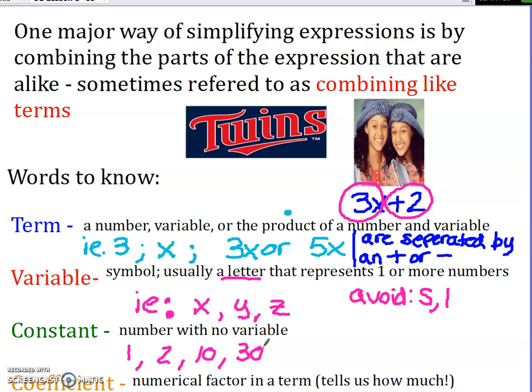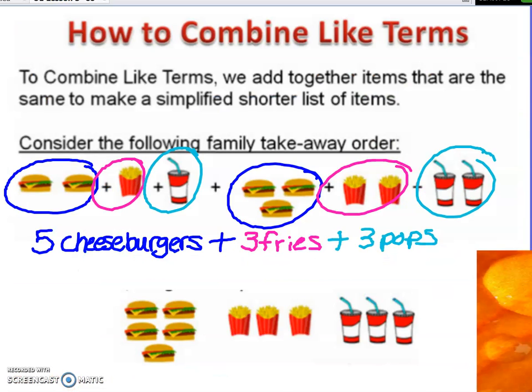And then finally, a coefficient is a numerical factor in a term that tells us how much. So the coefficient is your number in front of your variable. So for instance, if I had 3x as my term, my coefficient then, it's underlined in orange since that's what we're talking about, the coefficient is the number 3. So it tells me I have 3 x's. Just like over here on our last example, when I had 5 cheeseburgers, 5 is the coefficient. It tells me how many I have.